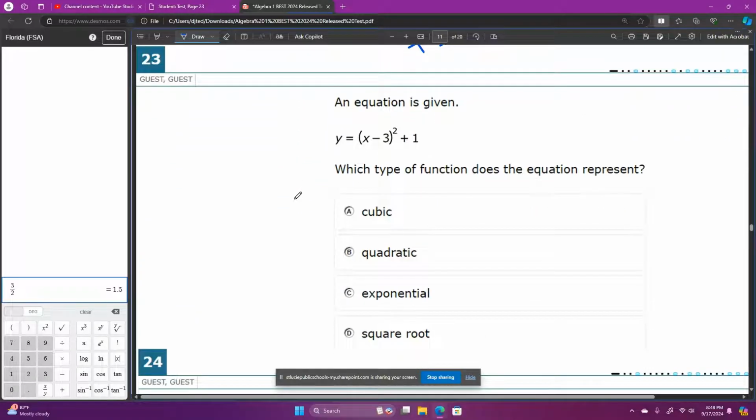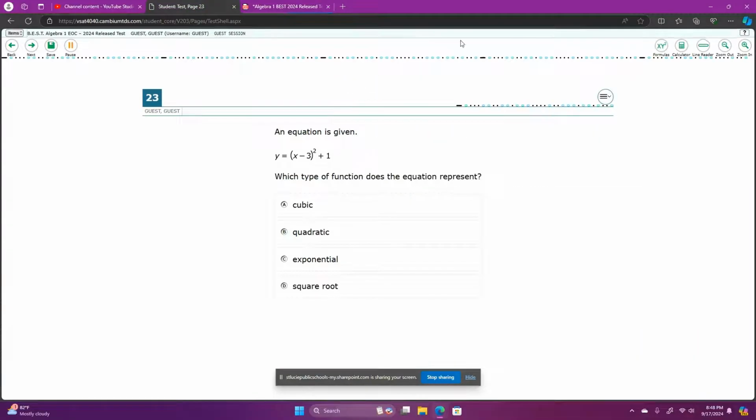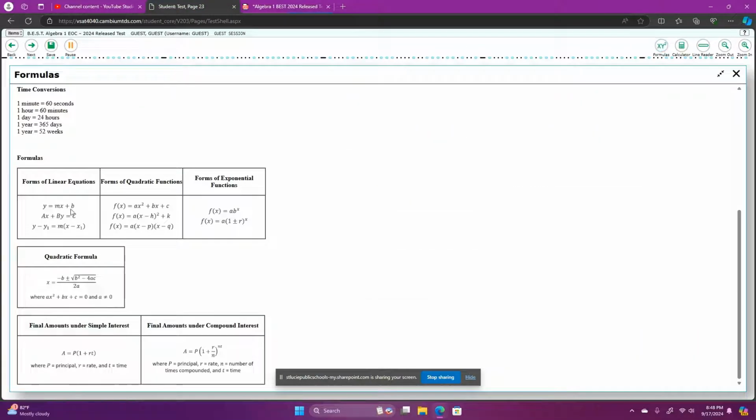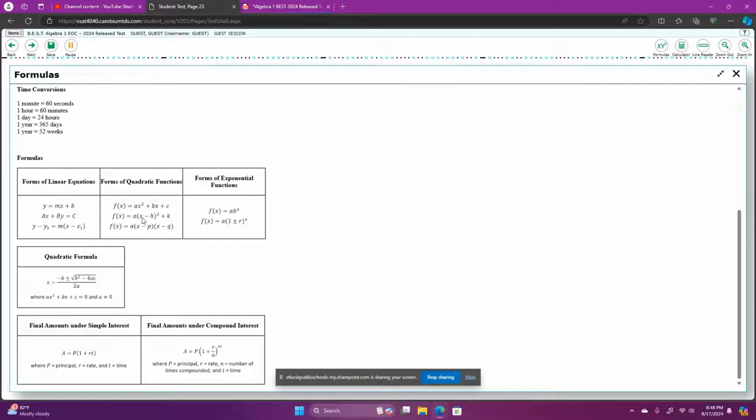Number 23 says an equation is given. Which type of function does the equation represent? And you can just look right at this and look at your reference sheet. And you're going to find that this looks most similar to this right here, which is our vertex form of a quadratic function.